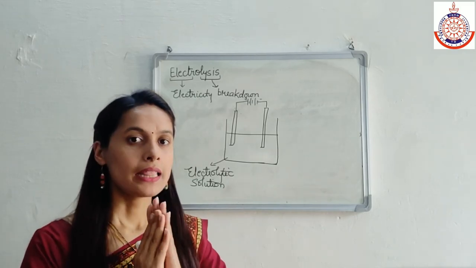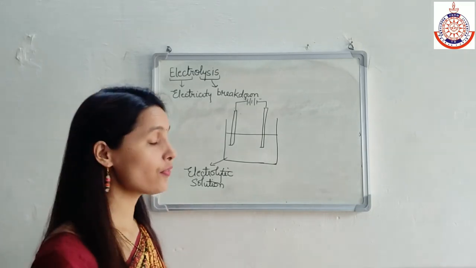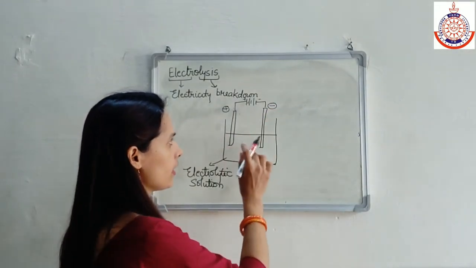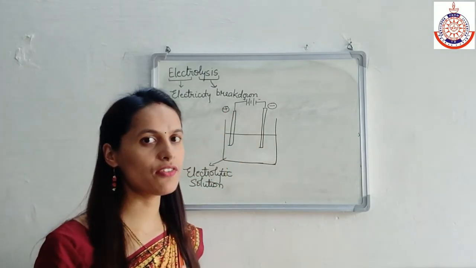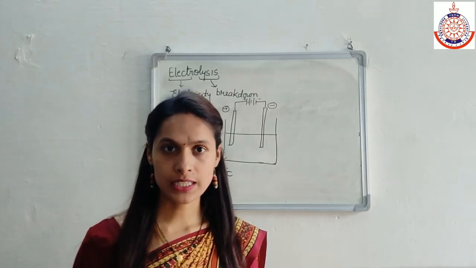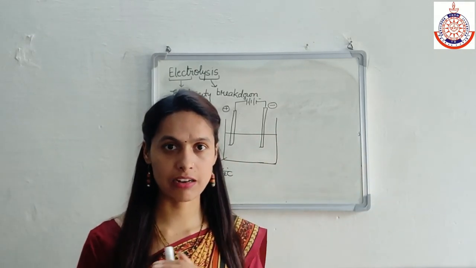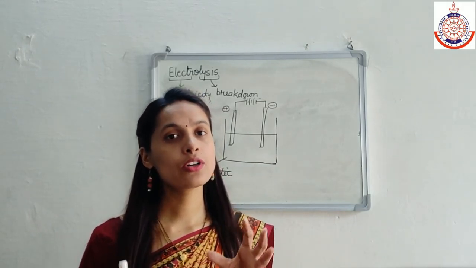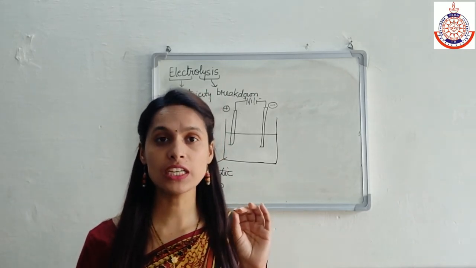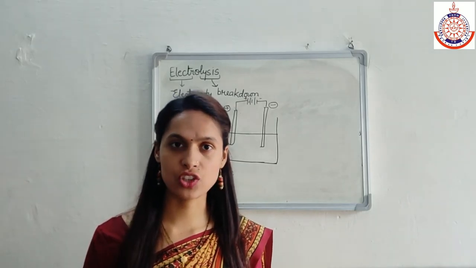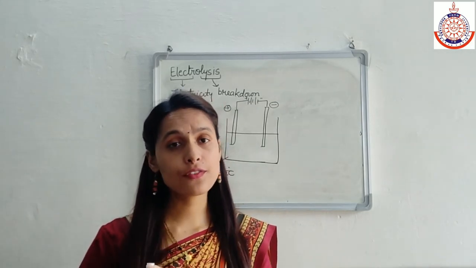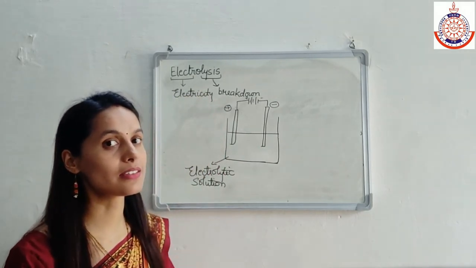Now, in your book, it is written that if the terminal is positive, consider it as anode, and if it is negative, it is cathode. But I give you a trick here: whether you are dealing with the electrolytic cell or the galvanic cell, which we will study later on, in both cells the electrode where oxidation occurs is always the anode, irrespective of the charge, whether it carries positive or negative charge. If there is an oxidation process at that electrode, it is considered the anode, and if there is a reduction at that electrode, it is considered the cathode.